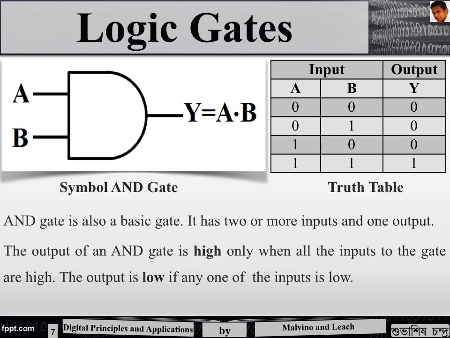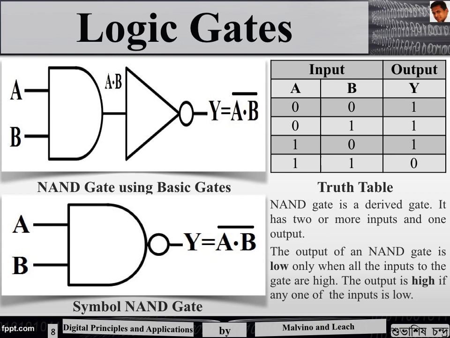Next we will move on to the derived gates. Using these three basic gates we can derive two gates. First is the NAND gate, in which an inverter is connected to the output of the AND gate. Now as we can see from the truth table, when both the inputs are 0, the output is shown as 1, as for both the inputs 0, the output of an AND gate is 0 and its complement is 1. Similarly for 0 1, the output will be 1, 1 0, the output will be 1, and 1 1, the output will be 0.